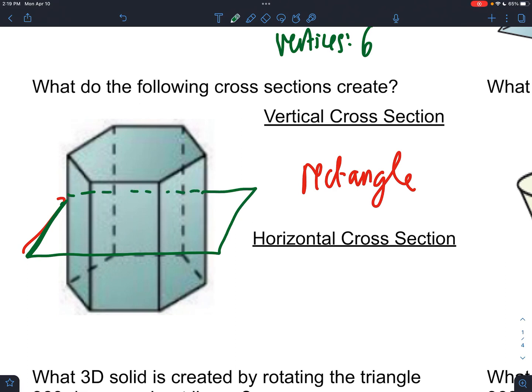Now this is a prism. It's a hexagonal prism, so all the cross sections are going to be the same. And it's going to be this red part here. You can kind of see that if you were to cut it horizontally, that's what you would get. So it's a lot of visualizing in 3D here.